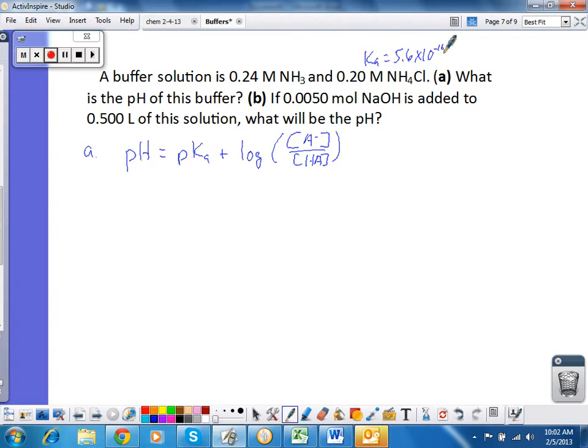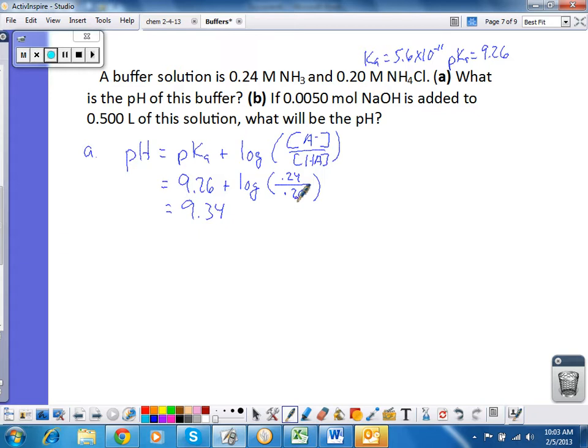So pKa is equal to 9.26. So I want to know the pH: the pKa at 9.26 plus the log of, now my base is ammonia, my acid is ammonium. So ammonia 0.24, ammonium 0.20. So the pH for this would be 9.34. So that's pretty straightforward.